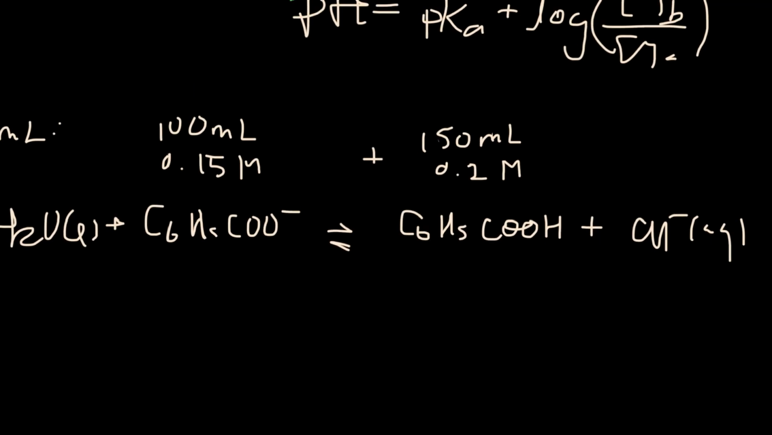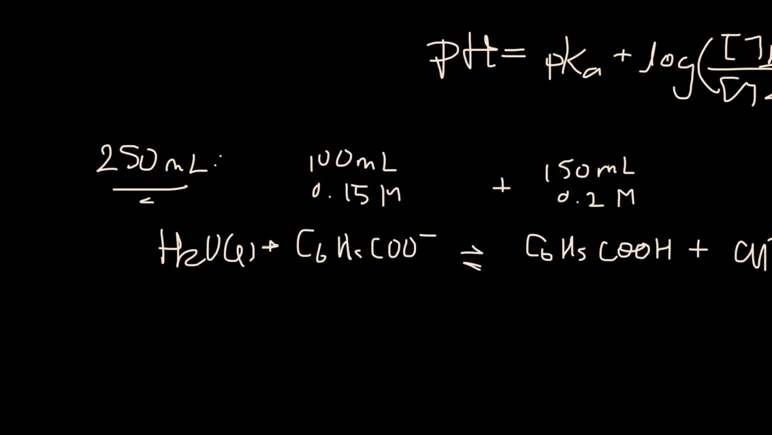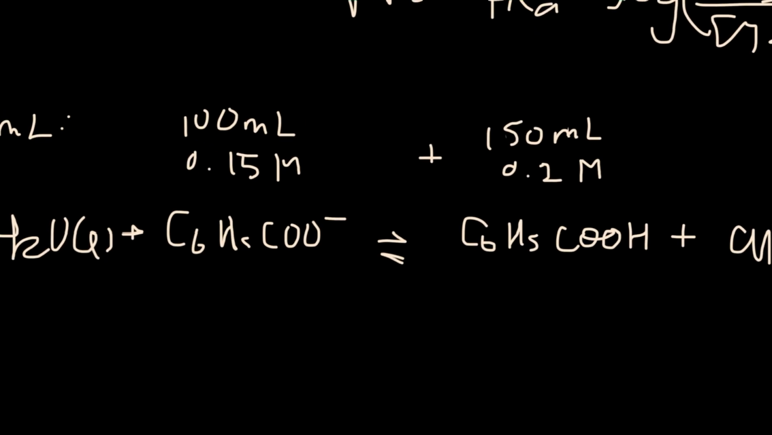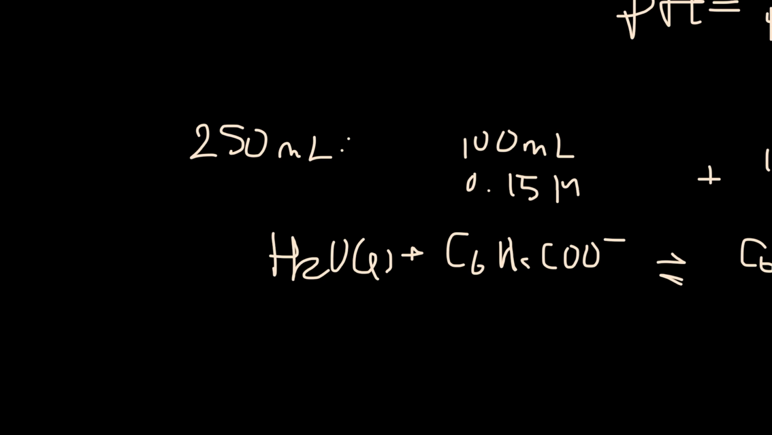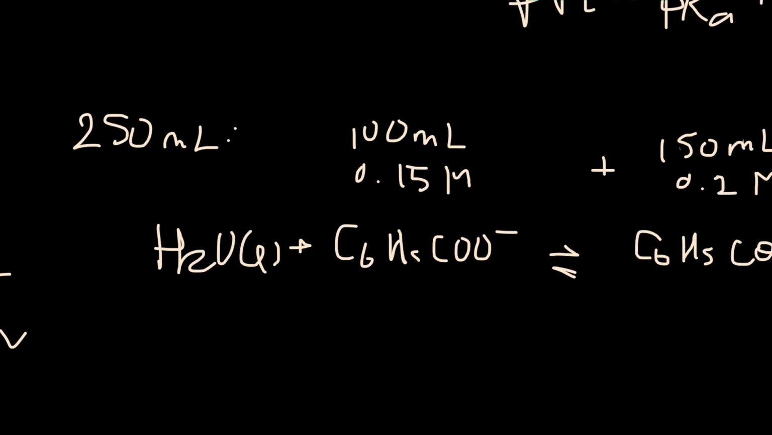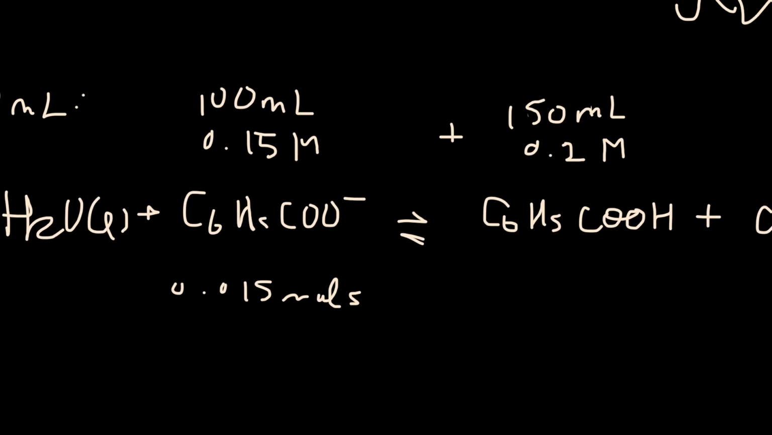If we're mixing these two together, that means we're going to have a total volume of 250. And we'll start by finding their molarity. Molarity is C equals n over V, so n equals CV, concentration times volume. Using volume as liters will give you 0.015 moles of this base.